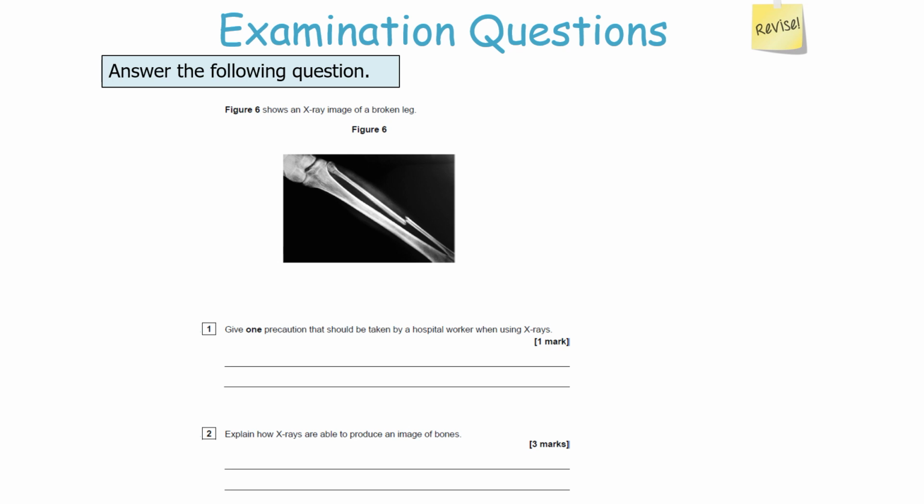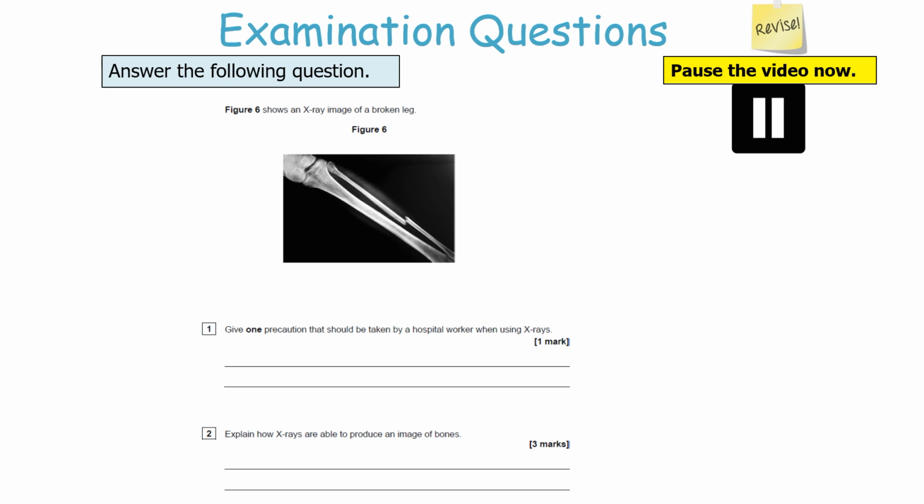The next question says, Figure 6 shows an X-ray image of a broken leg. Give one precaution that should be taken by a hospital worker when using X-rays. Then secondly, explain how X-rays are able to produce an image of bones. So pause the video now, then unpause the video when you want to go through your answer.